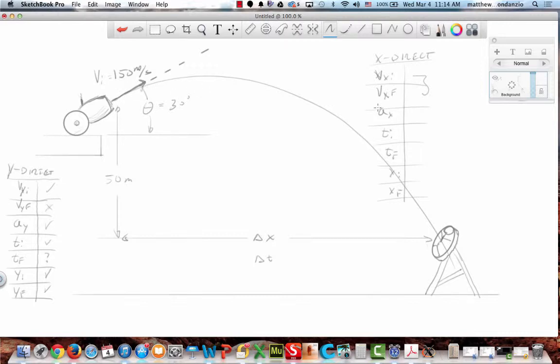Well, how do I get that? Figuring out the y velocity and the x velocity. Here's 150 meters a second. That's my vector. How do I figure out the x component? Right, same thing.